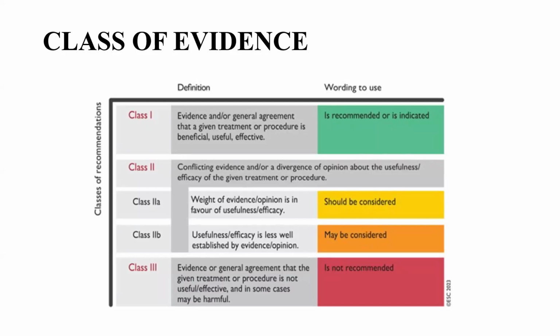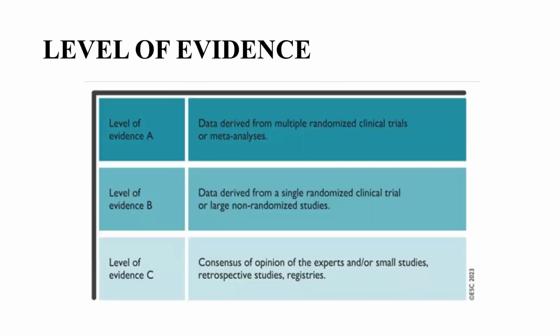2A mainly favors the treatment. 2B is on the other side: usefulness or efficacy is less well established. Then class 3, clearly evidence or general agreement that the given treatment or procedure is not useful or effective, and in some cases may be harmful. So this will guide the recommendations that we'll go through.